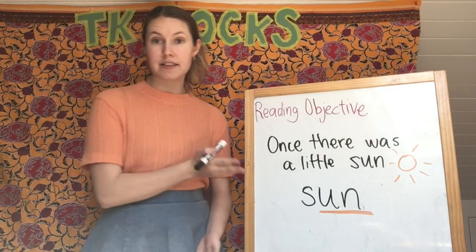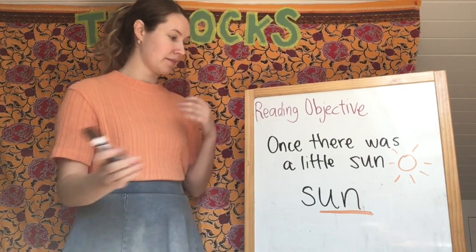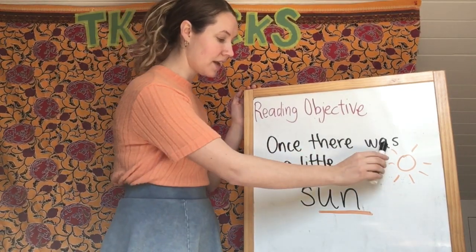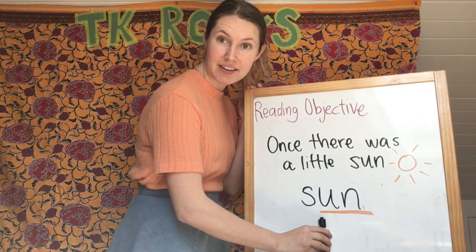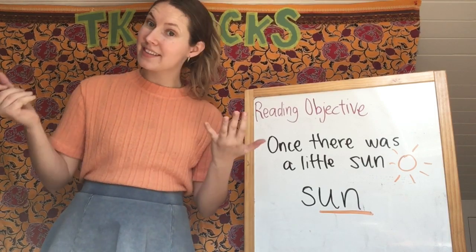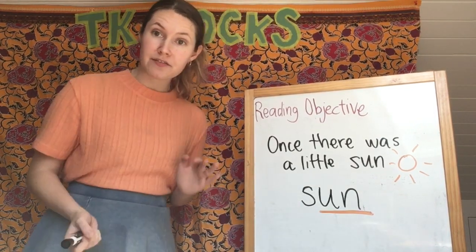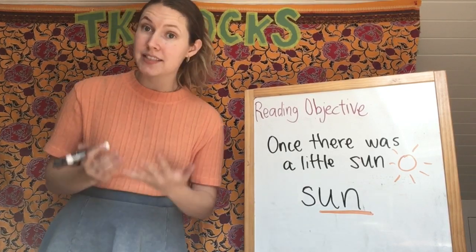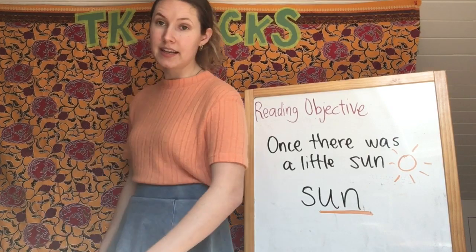So we're going to pretend this is a sentence from our story and we're going to do the same thing. Once there was a little sun. Sun. We need to come up with some other words that rhyme with sun. The way that we're going to do that is we're going to figure out the ending sound of sun. So let's sound out the word sun.